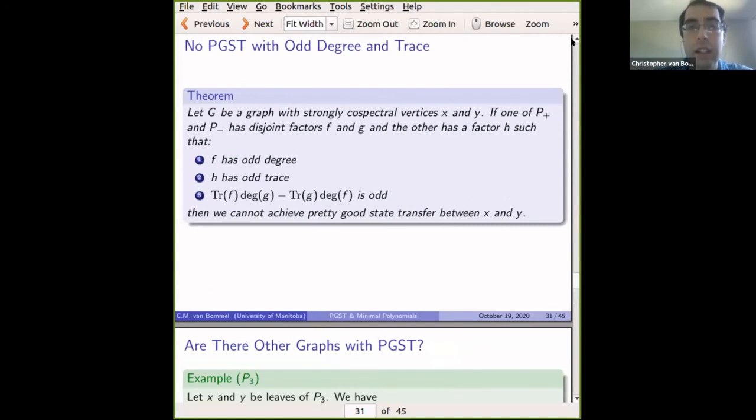And the idea here is if you can break one of p plus and p minus into a couple factors and find a factor in the other, you want a factor with odd degree, a factor with odd trace, and then to satisfy that this combination of trace and degree is odd, that gives us the structure to form those coefficients that rule out pretty good state transfer.